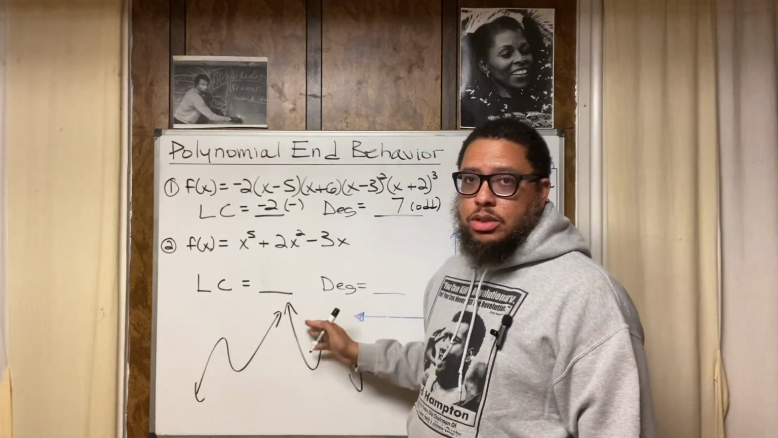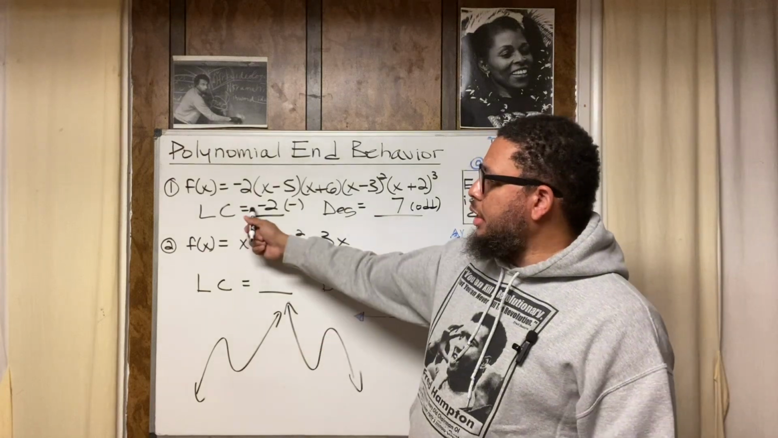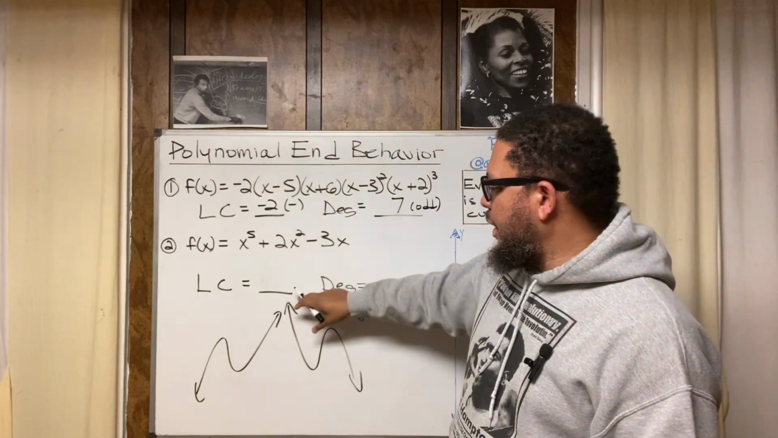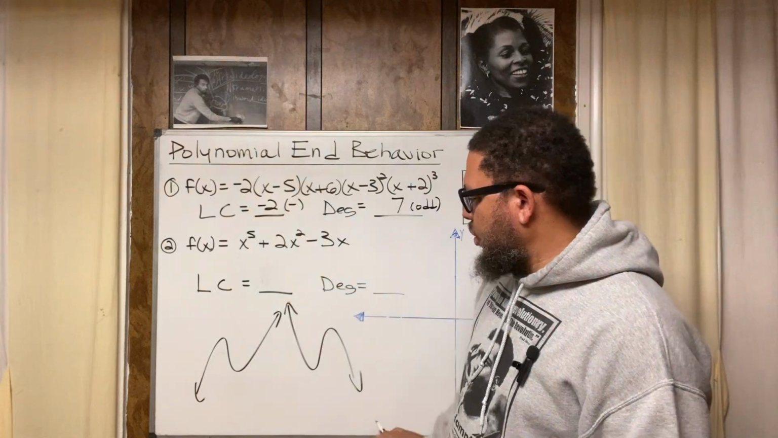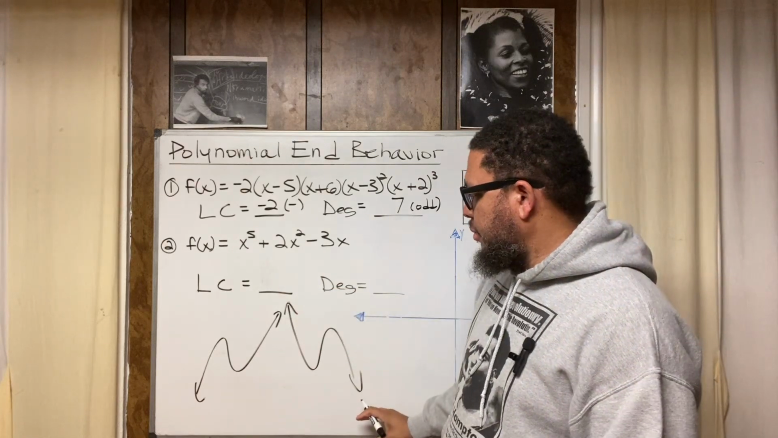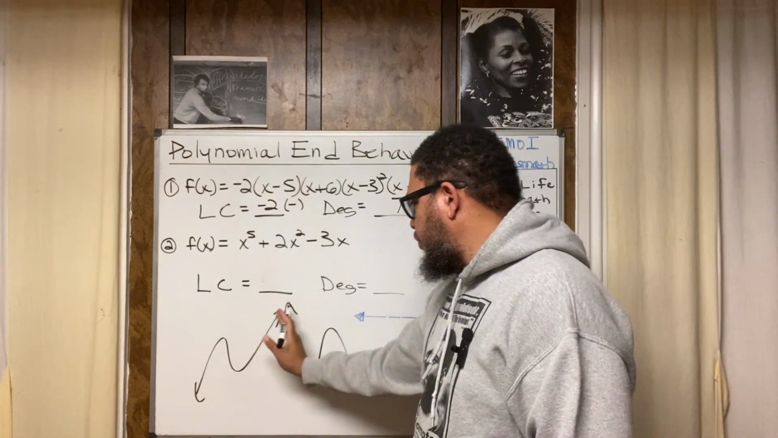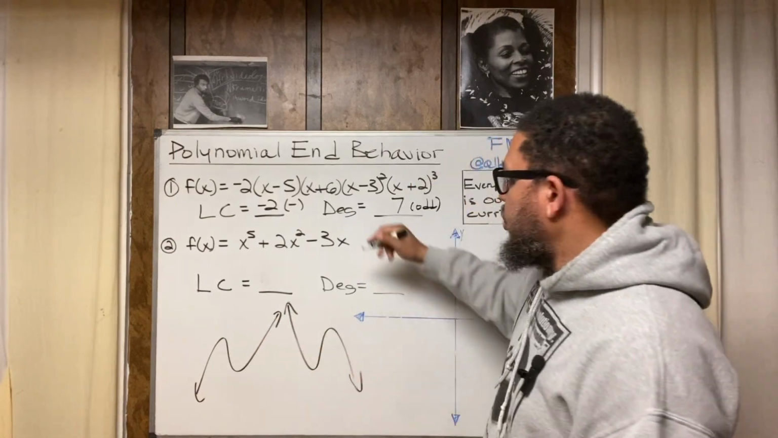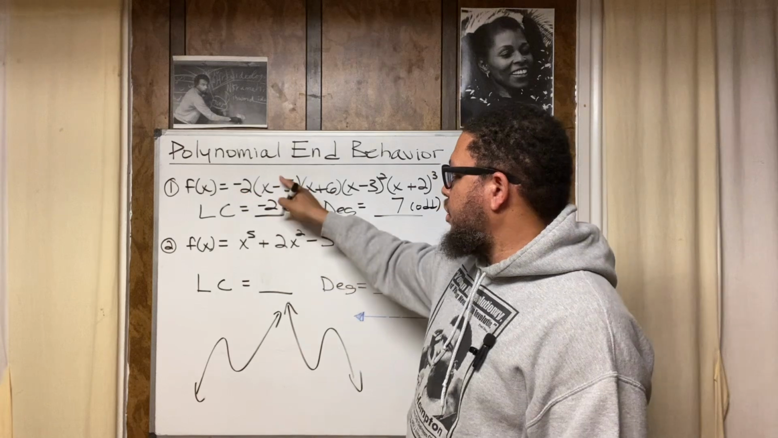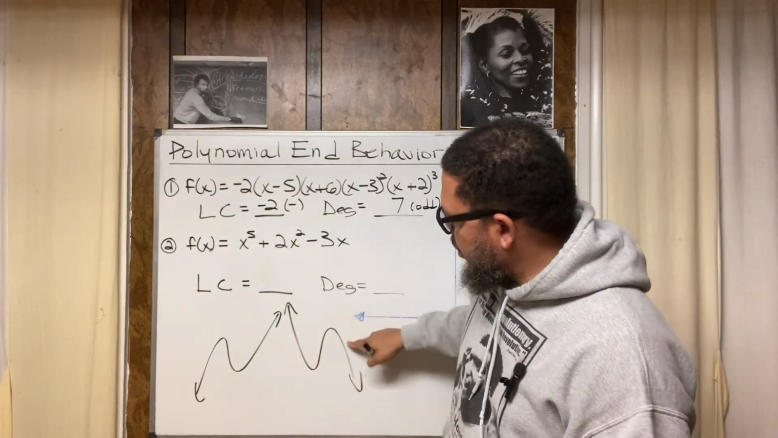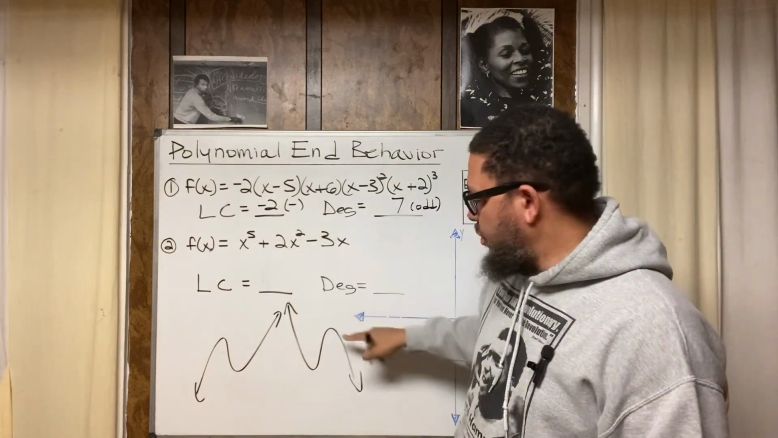Now, how do you know which one of these two it's going to be? You go to your lead coefficient. If your lead coefficient is negative, that means you're going down to the right. As you look at the graph going from left to right, you're going down to the right. So the end behavior of this function is going to look like this. It's going to go up to the left and down to the right.